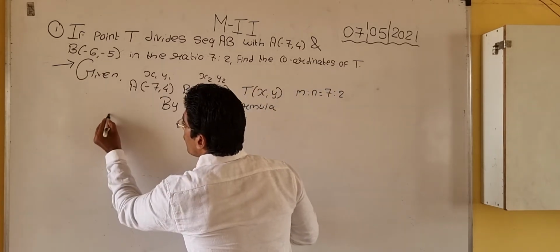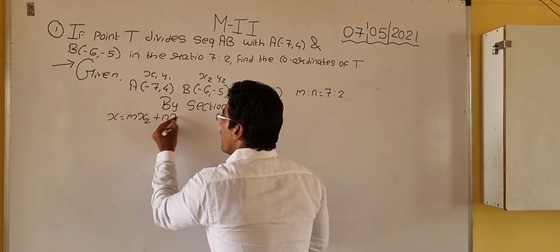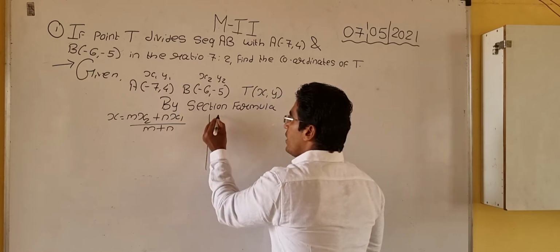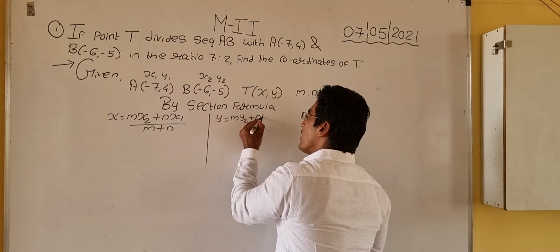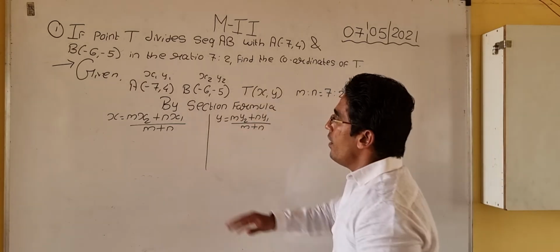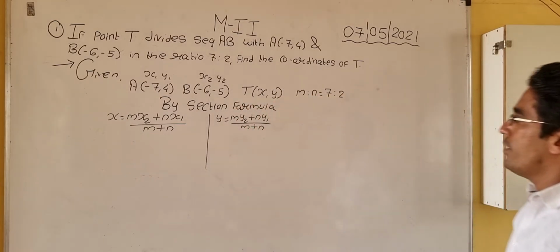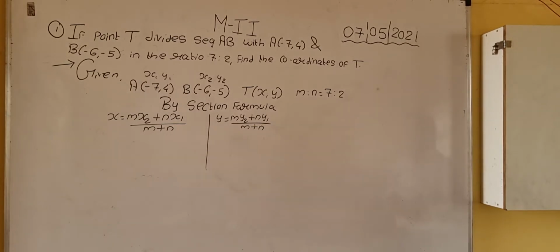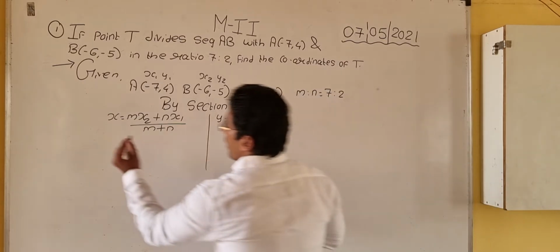X is equal to m x2 plus n x1 upon m plus n. Similarly, y is equal to m y2 plus n y1 upon m plus n. Now, what is the formula given to us? X is equal to m x2 plus n x1 upon m plus n. Y is equal to m y2 plus n y1 upon m plus n. Now, we will just substitute the values.